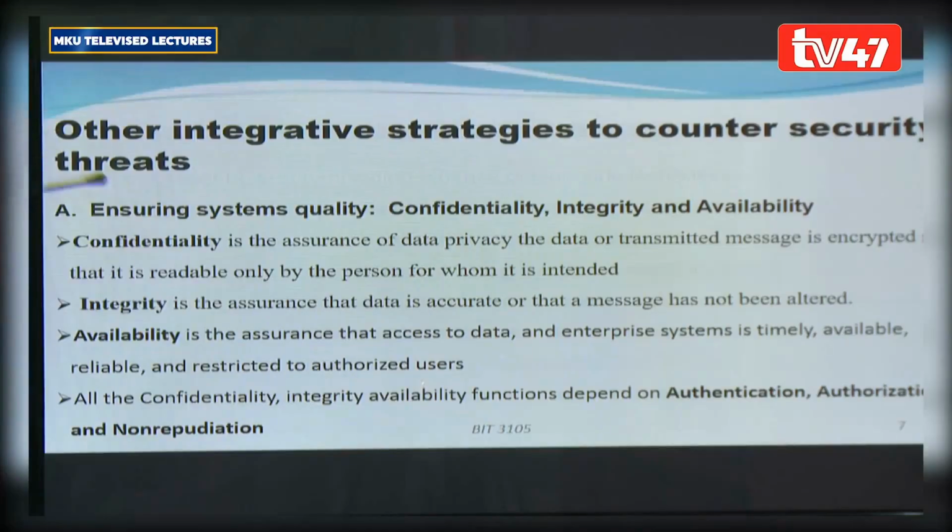So next, I want to summarize that part on countermeasures by looking at integrative strategies. There are two key integrative strategies. One integrative strategy is having a quality system that focuses on confidentiality, integrity, and availability.